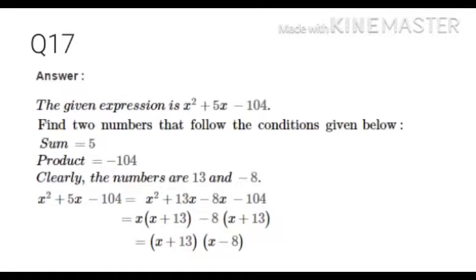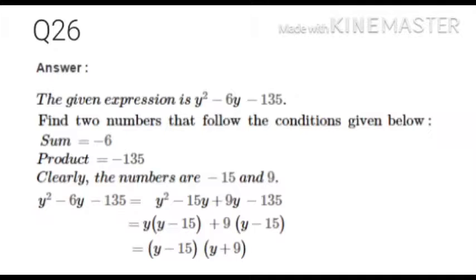By the grouping method, we group the first two and the last two. In the first two x is common and in the last two 8 is common. So we have to write like this, x bracket x plus 13 minus 8 bracket x plus 13. Now the factors are x plus 13 and x minus 8.